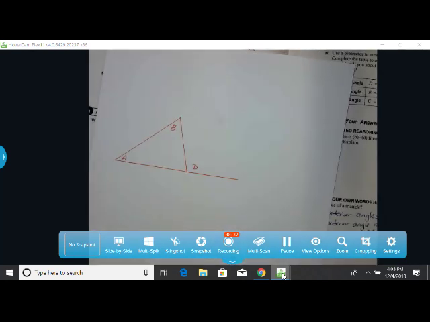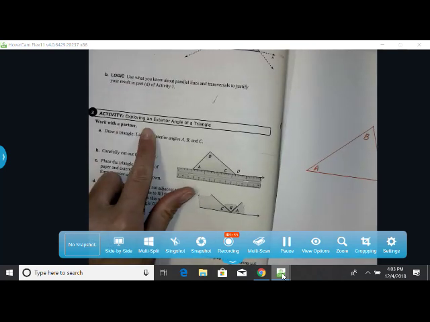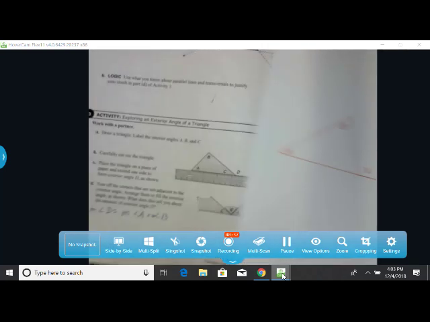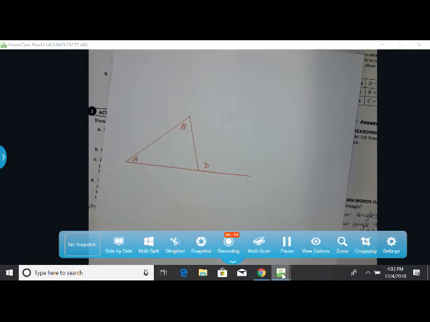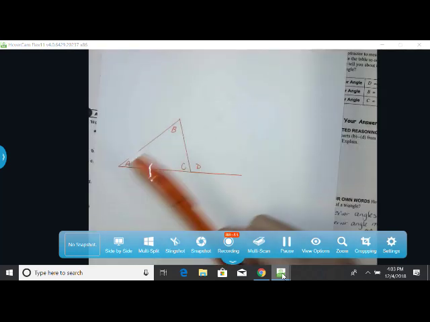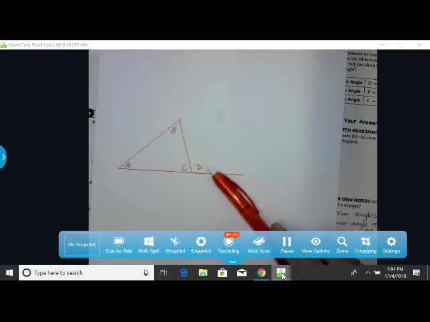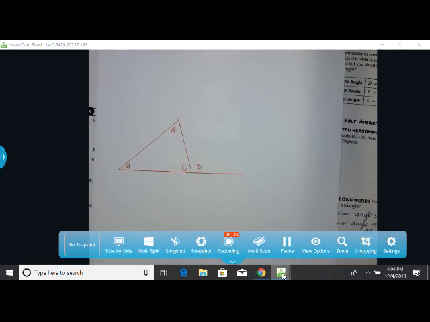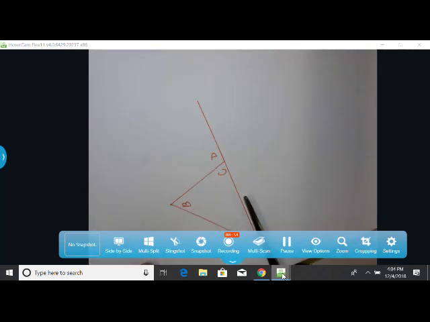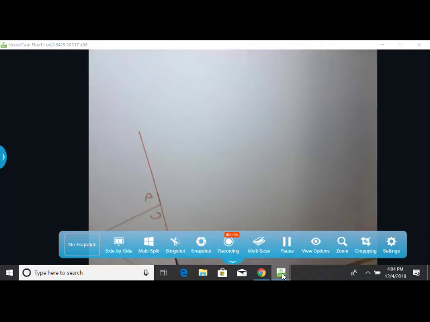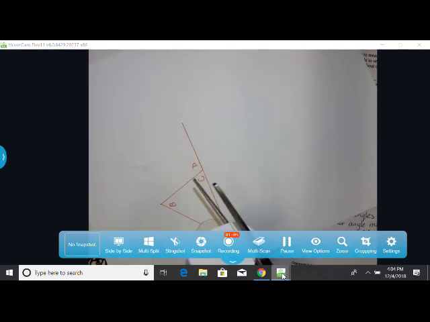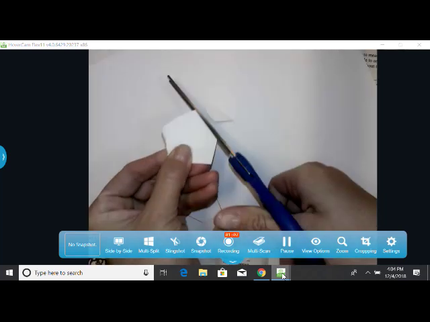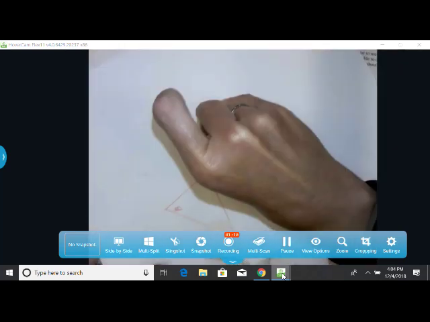Well, there was an activity in your workbook, activity 3, exploring an exterior angle of a triangle, that asked you to draw a triangle, label its interior angles, and one exterior angle. And what you were asked to do was take this triangle and cut out, and I'm actually going to cut it with a little bit of an angle because I want to be sure that I know which is the angle A and which is just my cut piece. So there's angle A.